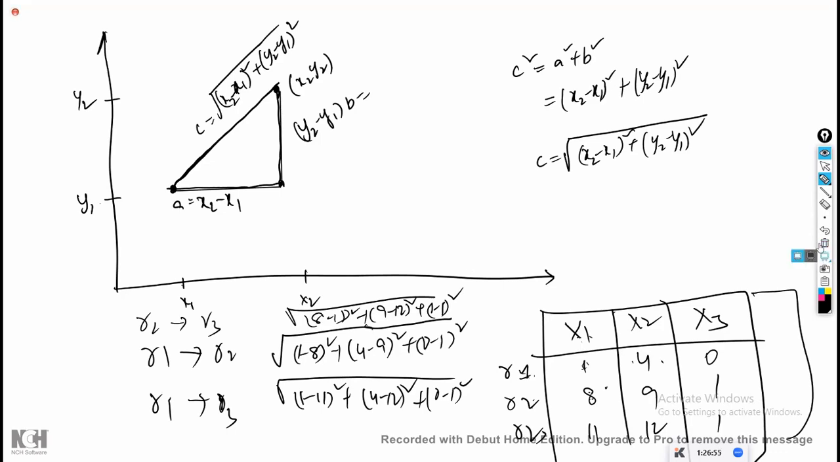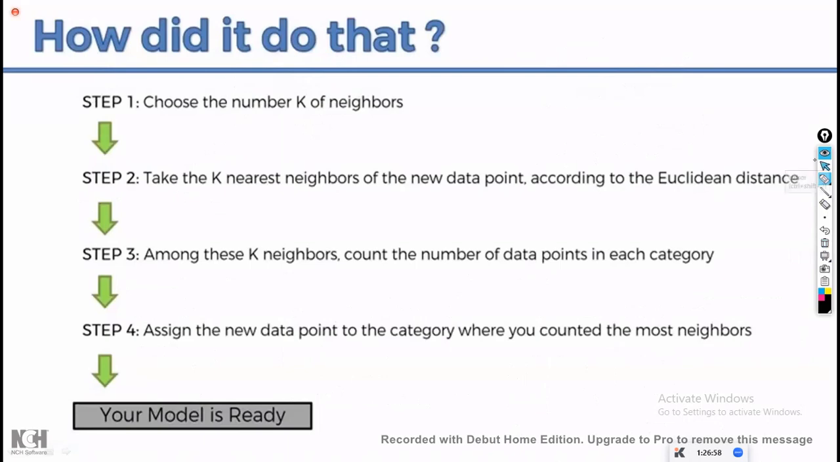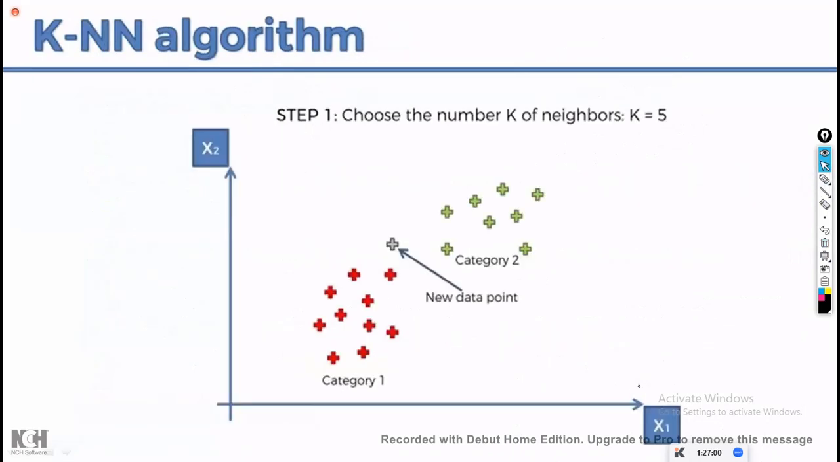Is that clear, guys? Now, how to calculate the distance? Now here, choose the number of k neighbors. I'm choosing k neighbors is equal to 5. For example, you may choose k neighbors equal to 1 or 2 or 3, whatever it is. I'm explaining for k equal to 5. Later, I will explain for k equal to 6, 7. Like this, I will explain. First, k is equal to 5. Step number 1, choose the number of neighbors. I'm choosing neighbors equal to 5.